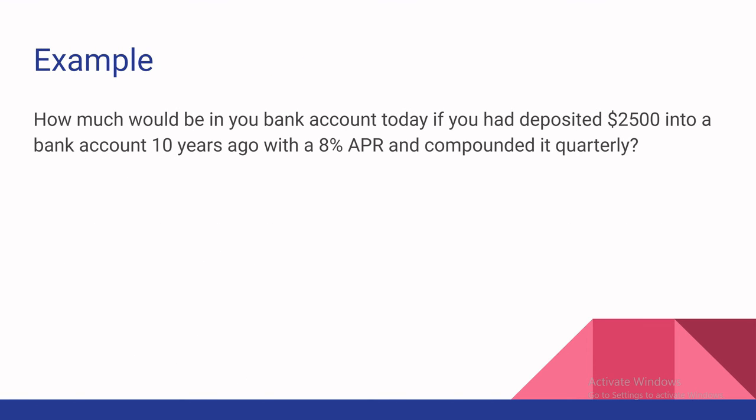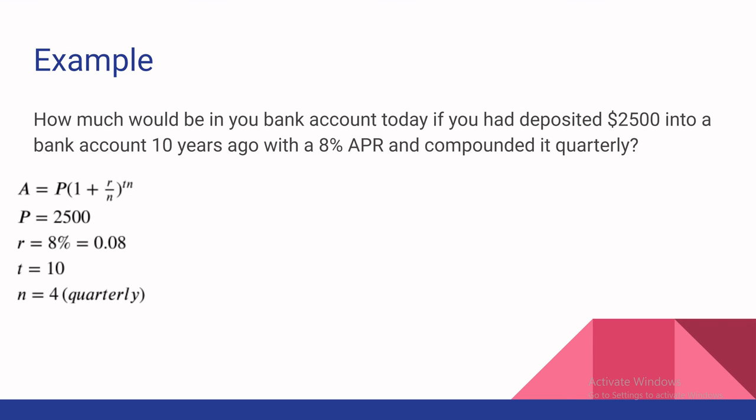Let's take a look at an example. How much would be in your bank account today if you had deposited $2,500 into a bank account 10 years ago with an 8% APR and compounded it quarterly? So, once again, we have our formula, A equals P times 1 plus R over N to the T times N. So, our principal is $2,500, our rate is 8%, otherwise known as 0.08, our time is 10 years, and our N is 4. Quarterly means that the year is divided into 4, so N is equal to 4.